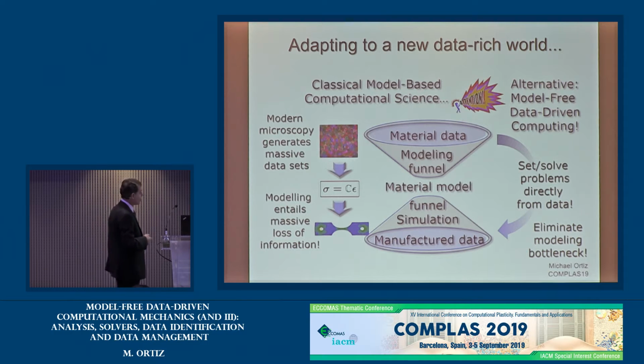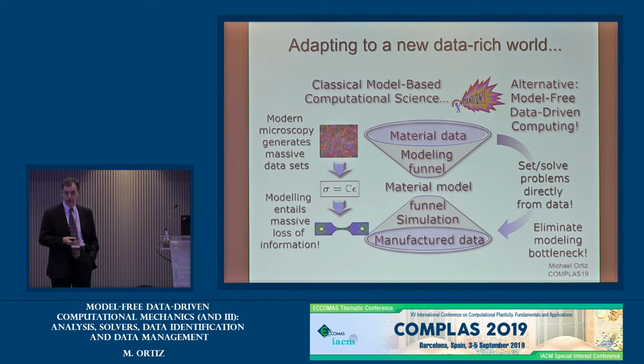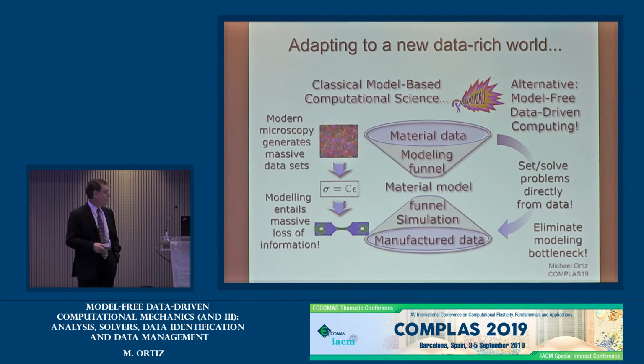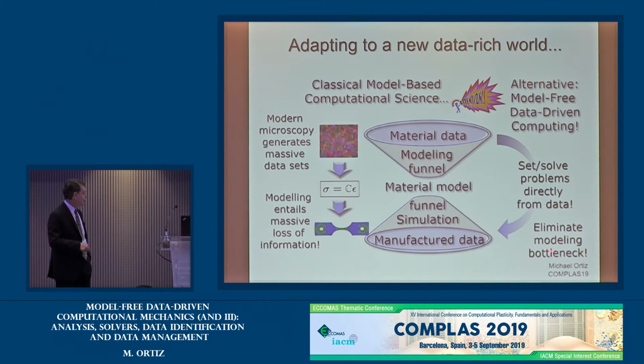And the way we propose to do that is to actually set and then solve boundary value problems. So in a way, we formulate all the boundary value problems of mechanics directly from the data, okay, and completely bypass the modeling step. That way we eliminate the modeling bottleneck, and we establish a direct connection between data and prediction. Obviously, that's a rather extreme paradigm, okay, but we thought it was worth exploring. There are many other ways of doing things.